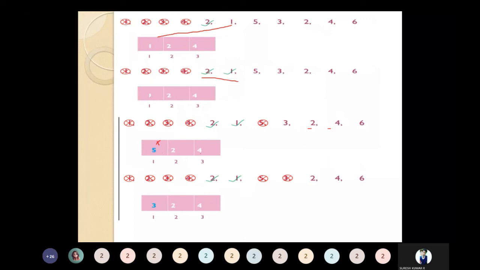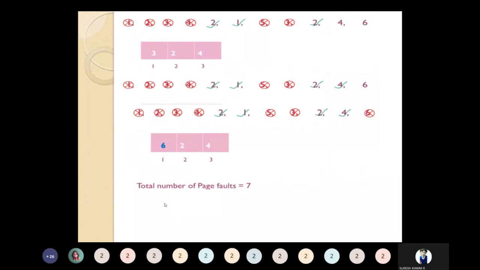Then I look at the third, 3, and here also I need to fill. So here I look at the future prediction. 2 has to come in future, 4 has to come in future, only 5 is not present. This 5 will not be needed again in the future. So that's why this 3 is replaced with the new one, 5.